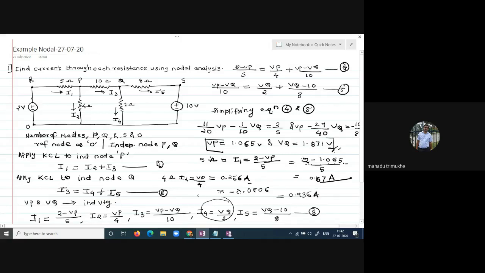Similarly, the current flowing through the 8 ohm resistance is what? The current flowing through the 8 ohm resistance is Vq minus 10 divided by 8. Vq you already know, that is 1.871 minus 10 divided by 8. You will get minus 1.016 ampere. Okay, this is the way to calculate the current flowing through each resistance. I hope this example is clear.